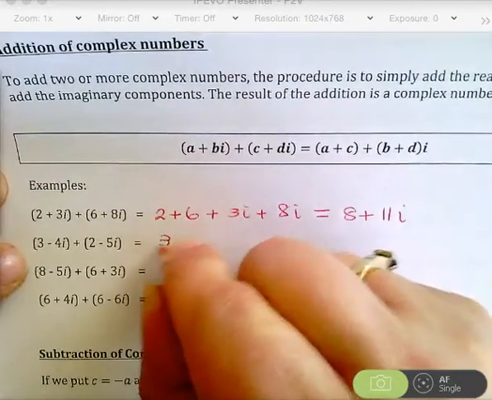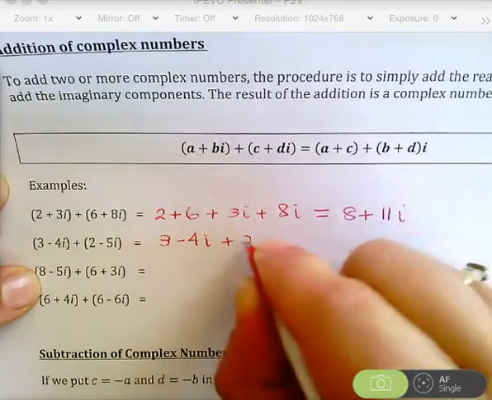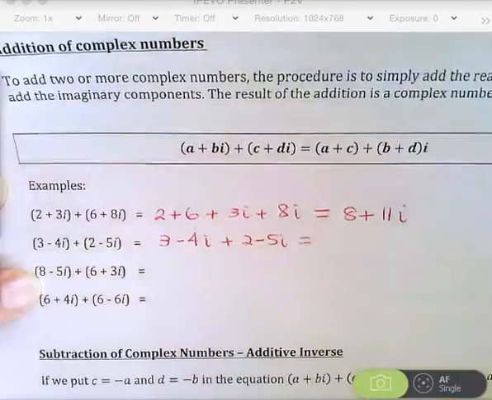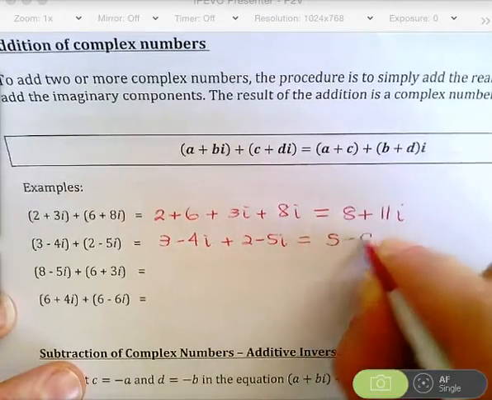The next one, you can write it all out if you want. 3 minus 4i plus 2 minus 5i. What do you get there? You get 5 minus 9i.